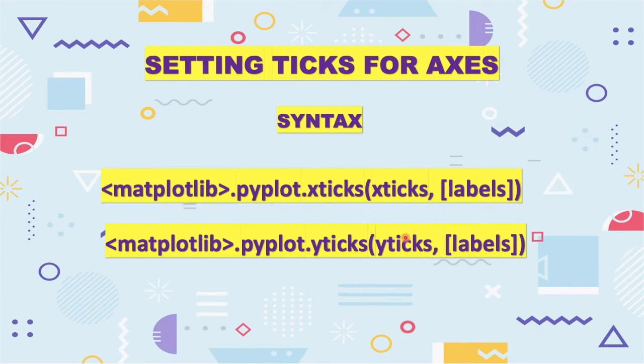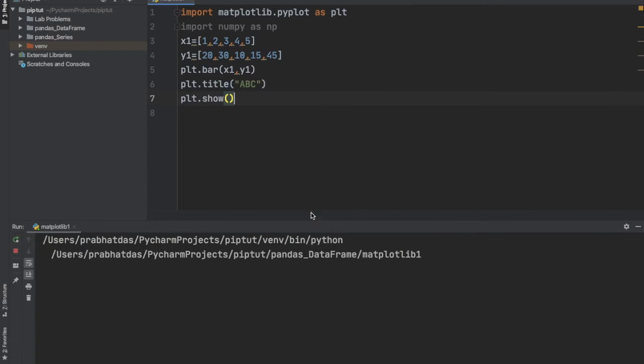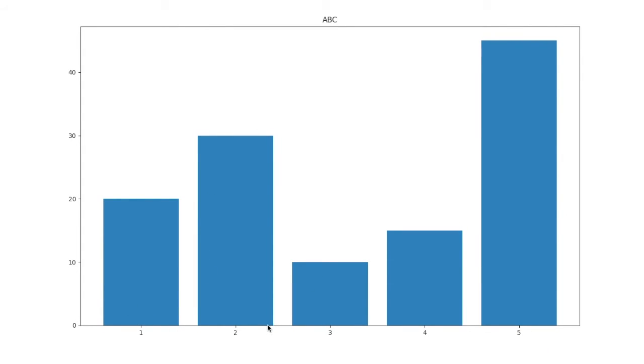Now let us try to understand this practically. In order to understand the xticks and yticks functions, let us execute this code and go through the ticks which are already there in this particular bar chart. We can see here we have the ticks as 1, 2, 3, 4 and 5. Now let's say I want to replace 1, 2, 3, 4 and 5 with A, B, C, D, E. That can be done using the xticks function. For the y-axis ticks also we have to use the yticks function.